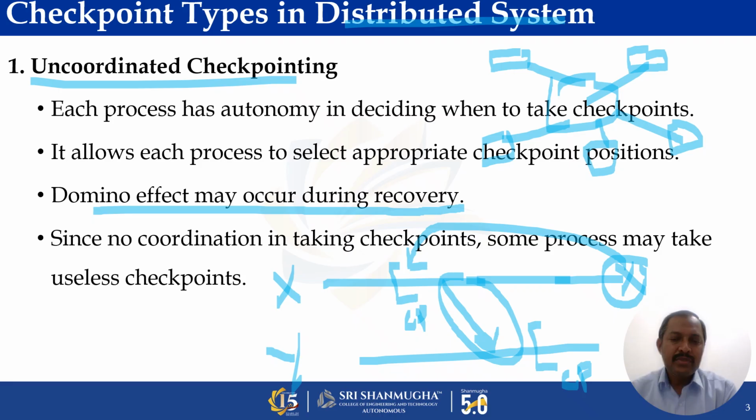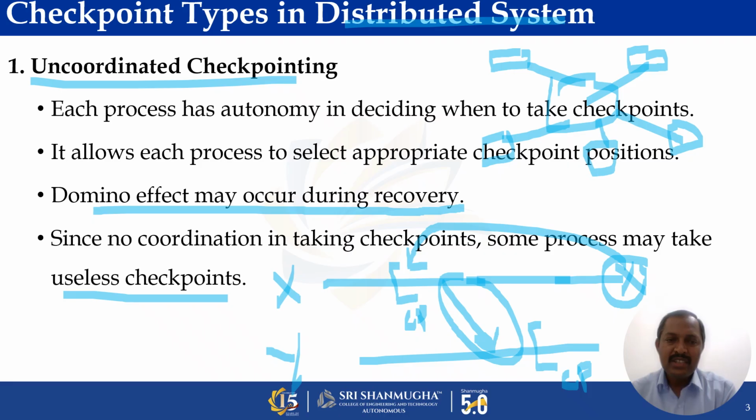Since there is no coordination in taking checkpoints, some processes may take useless checkpoints. There is no coordination among these processes, which may lead to useless checkpoints. So this is one of the reasons for the domino effect.